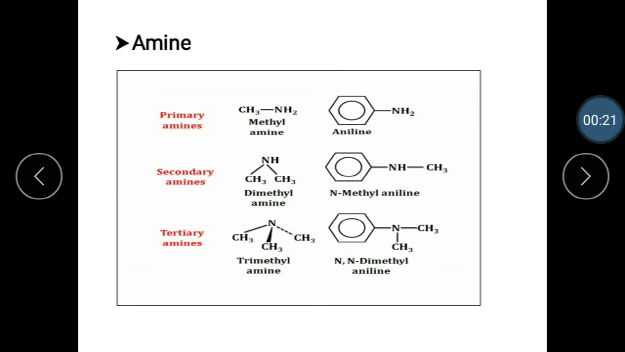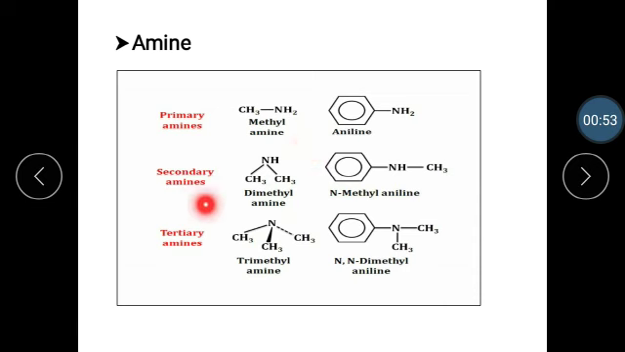Amines are the derivatives of ammonia in which one or more hydrogen atoms are replaced by alkyl or aryl groups. Amines are classified as primary amine, secondary amine and tertiary amine. In primary amine, when one of the three hydrogen atoms is replaced by an alkyl or aryl group, primary amine is formed. It is generally represented as RNH2.